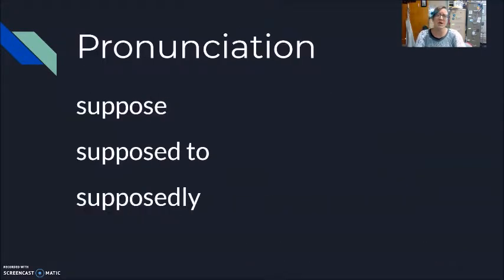The last thing for us to talk about is pronunciation. So, my beautiful, clear pronunciation: suppose, supposed to, supposedly, four pieces. My poor pronunciation: suppose, I suppose. She supposes she'll go. Scientists supposed that. That S and P connected.